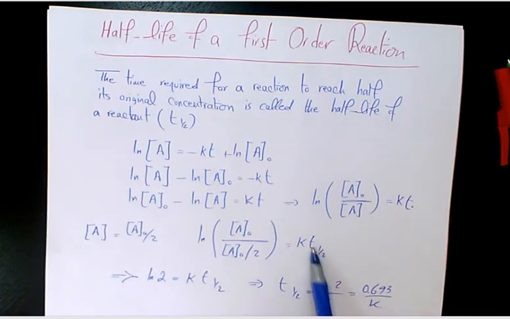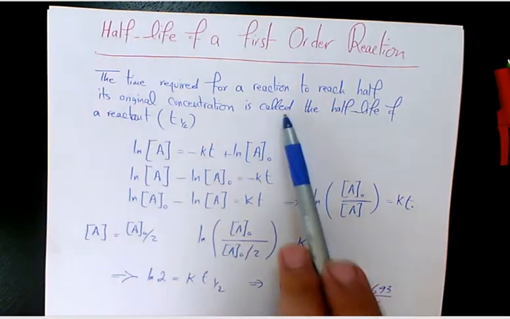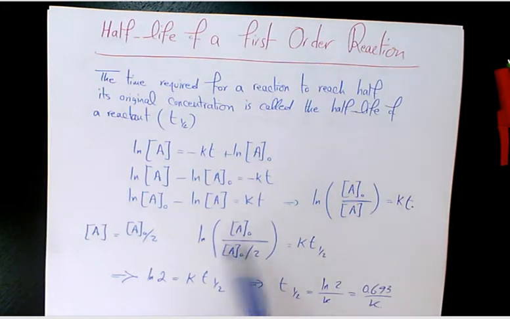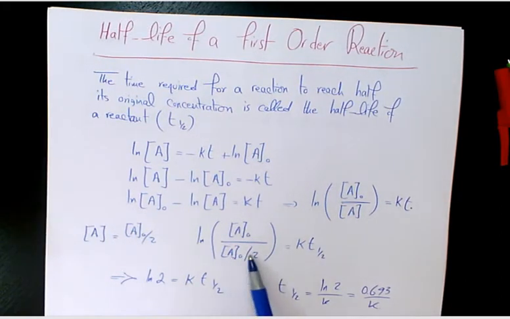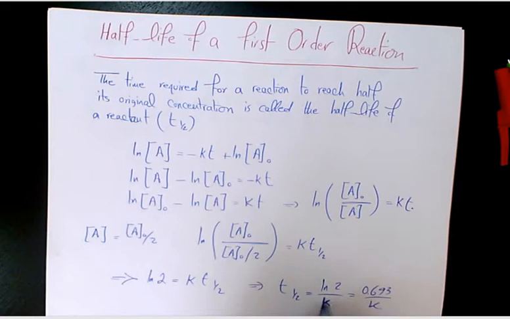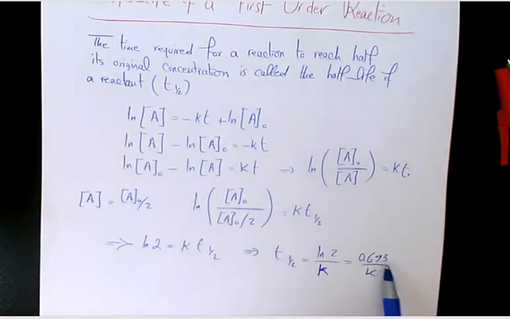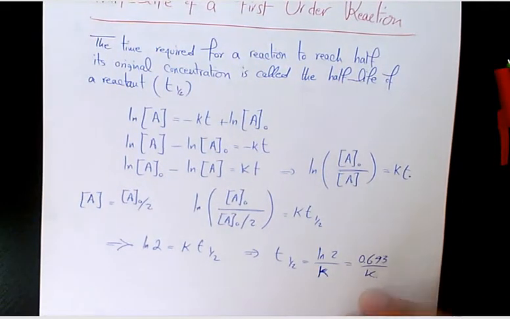In this case, T half, because we are talking about half-life time. So A naught divided by A naught divided by 2 is going to be ln 2 equals K times T half. And T half is going to be ln 2 divided by K. And the value of ln 2 is 0.693 divided by K. So let's see some example.